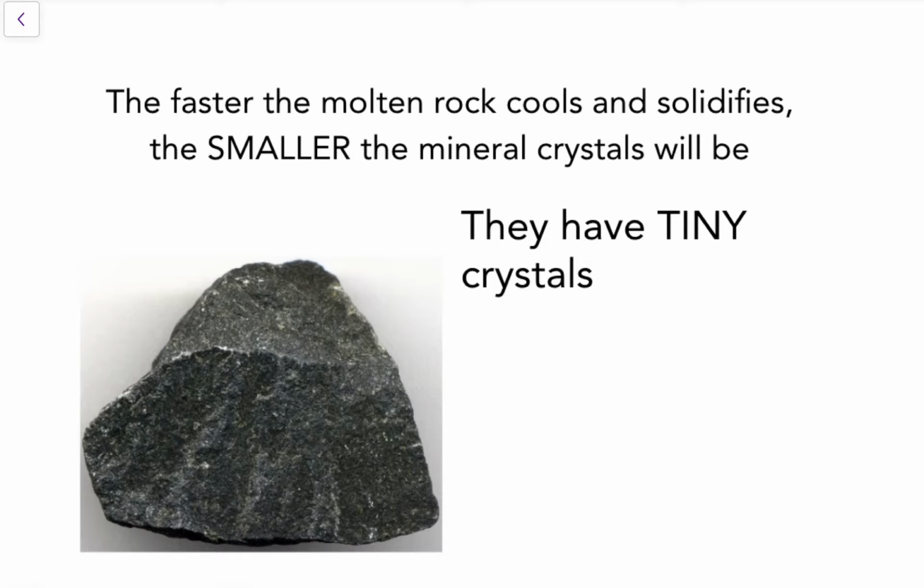Because these extrusive igneous rocks cool very quickly, there isn't a lot of time for big crystals to form. So in an extrusive igneous rock, the faster the molten rock cools and solidifies, the smaller the mineral crystals will be. Extrusive rocks have very tiny or small crystals. We will often call them fine crystals. Fine is a synonym for small or tiny. We would say they have fine crystals.